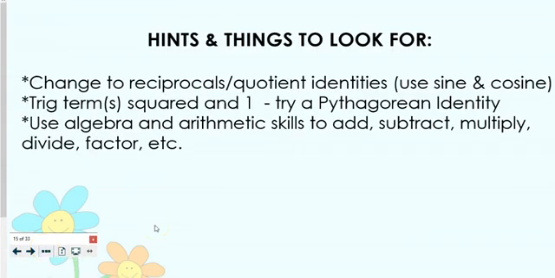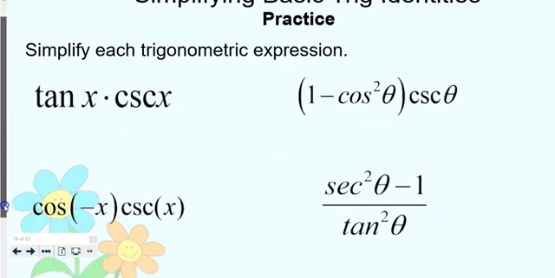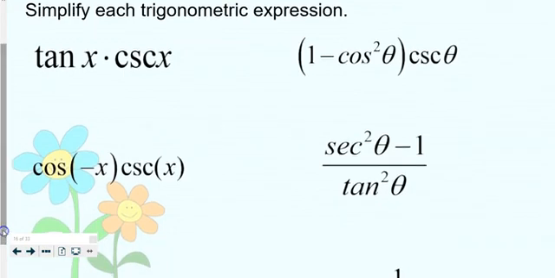All right, things to look for. Change to reciprocal or quotient identities. We usually want to get things simplified if we can. We want to put things in terms of sine and cosine whenever possible. If we see any trig terms squared and a 1, try a Pythagorean identity. And we might have to use some algebra and arithmetic skills to add, subtract, multiply, divide, factor, all kinds of stuff. Next lesson we'll be learning more about some of those specifically, but let's do just a few more right now together. I encourage you to pause the video, give them a try, and then see if you get the same things.